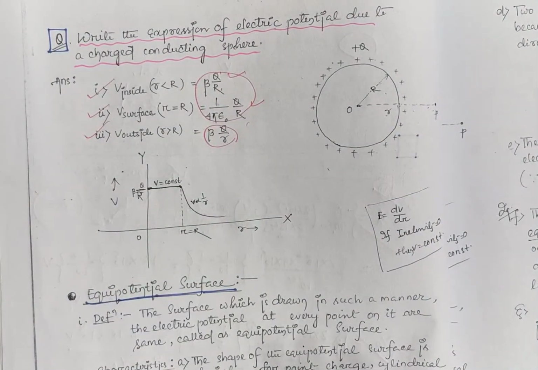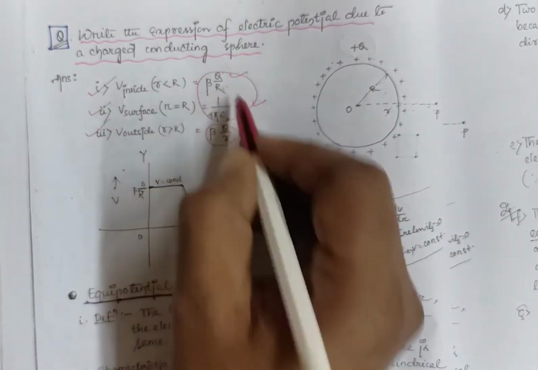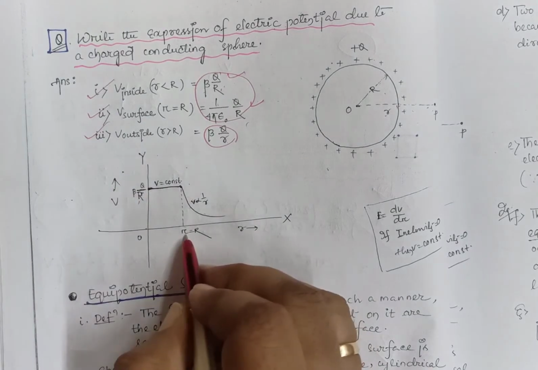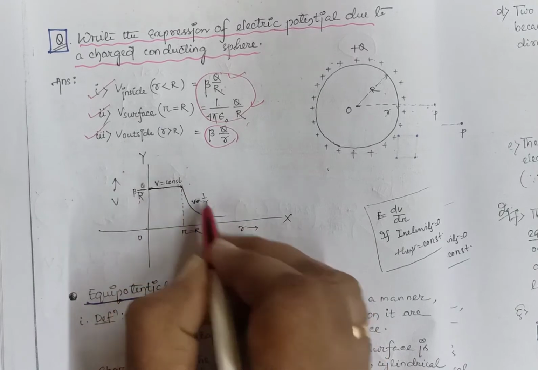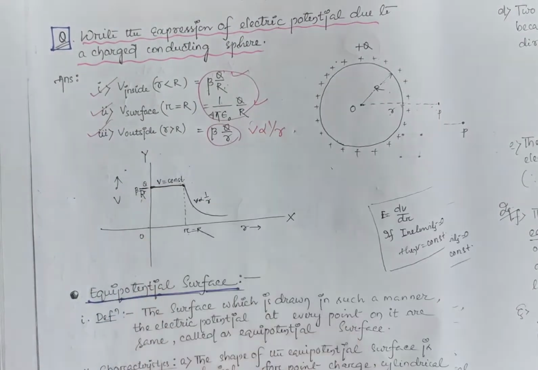So if you plot the graph, at the center, means inside, this formula beta Q by R continues up to the surface, r is equal to R, and that is constant. Then a hyperbolic function graph, as V is proportional to 1 by r.